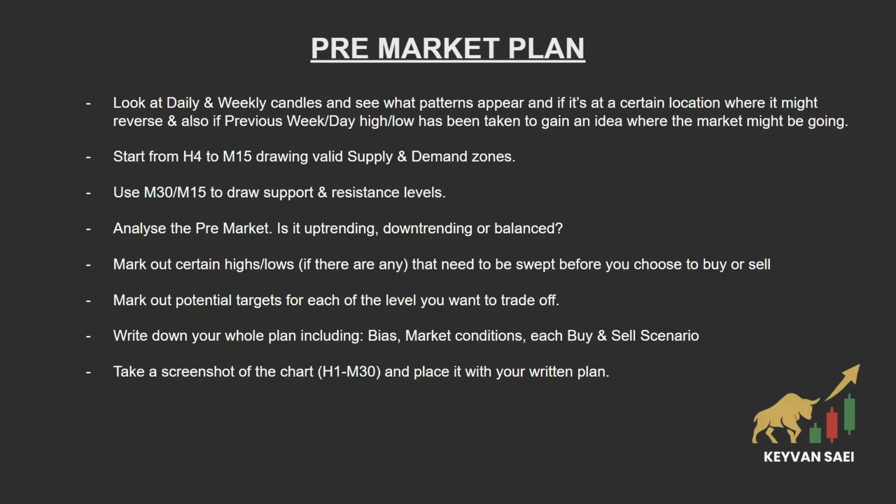Now, the next step would be to write down your whole plan in text, including your bias, the market conditions, and then also you need to make a buy and a sell scenario. So for a buy scenario, I want to be buying from this demand or this support, and for each sell scenario, I want to be selling from this level or this level, and also mark out your targets. So after we've done the charts, I will show you exactly how I do that in my journal.